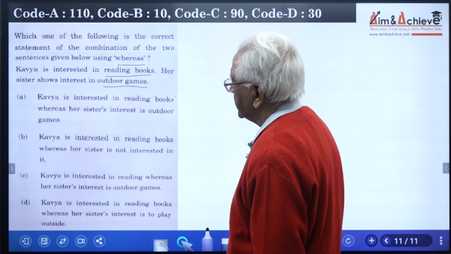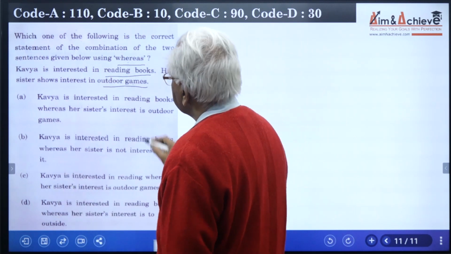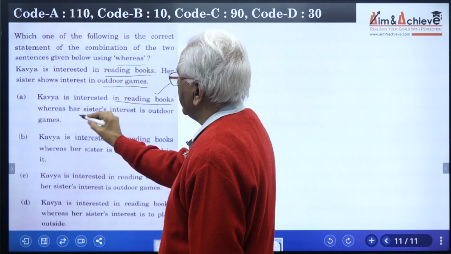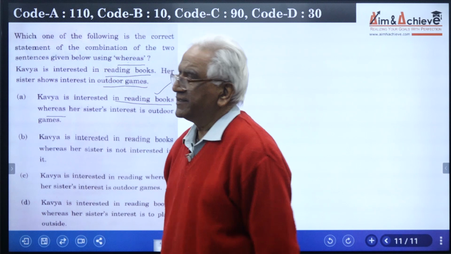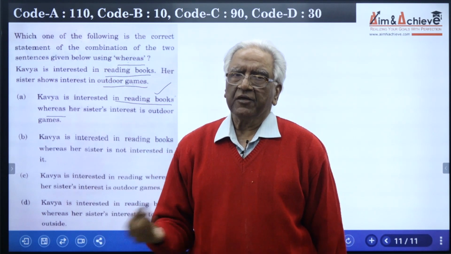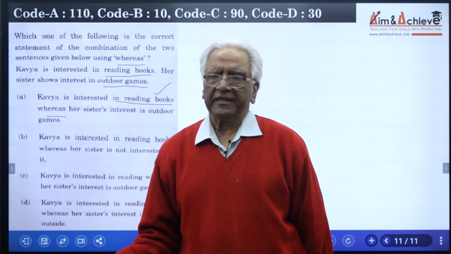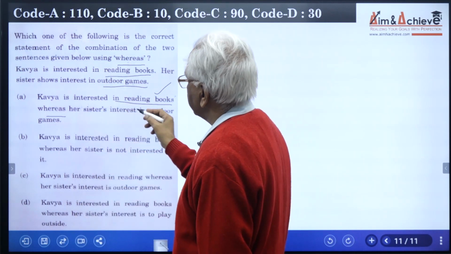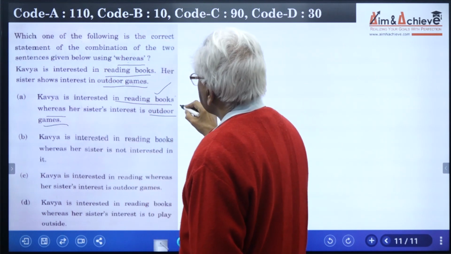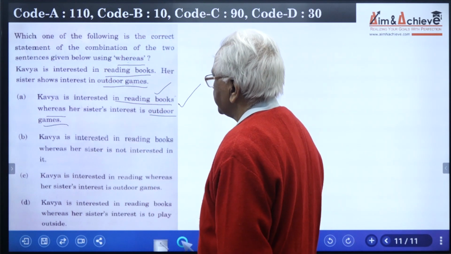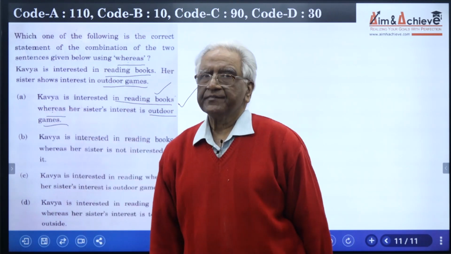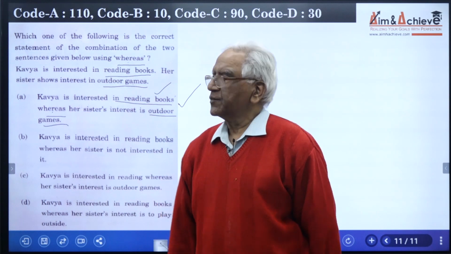Now let us read the options. Kavya is interested in reading books. In reading books. Clearly whereas. Whereas in Hindi means हालांकि. Whereas हालांकि उसको ये पसंद है, दूसरे व्यक्ति को ये पसंद है. So whereas her sister's interest is outdoor games, the sense of outdoor games is retained. So that means this sentence is right. जबकि, हालांकि, whereas, जबकि. So जबकि is the correct word.